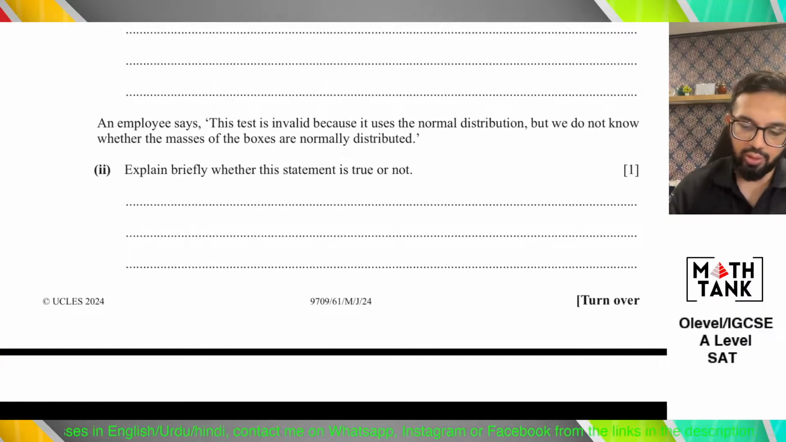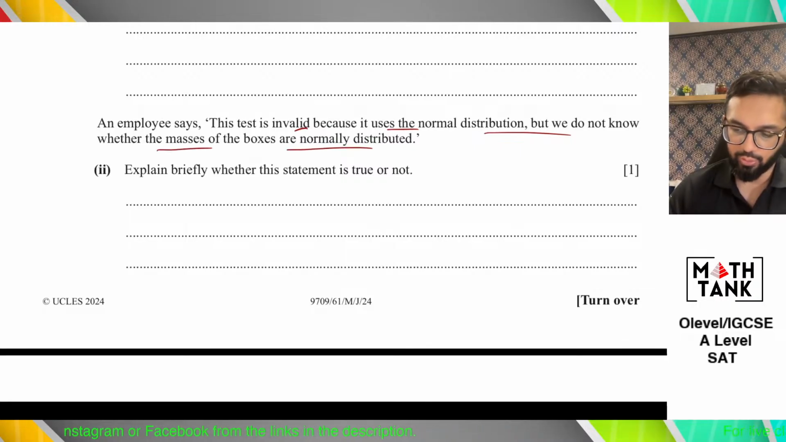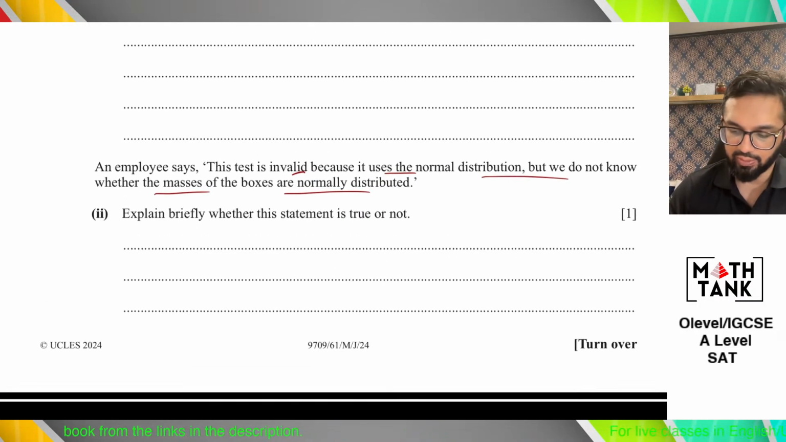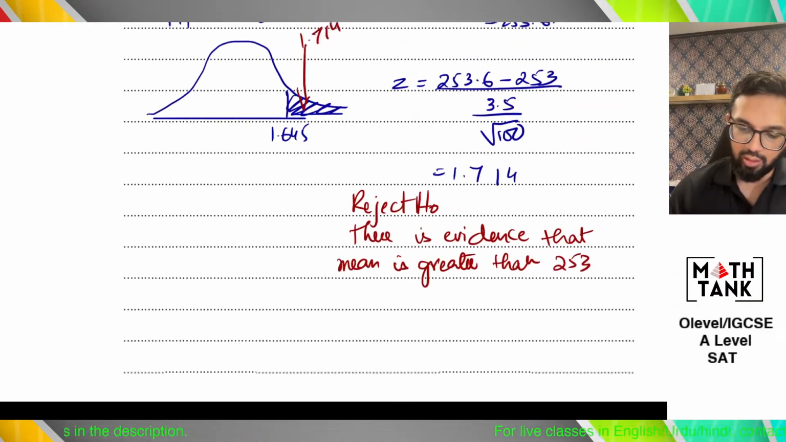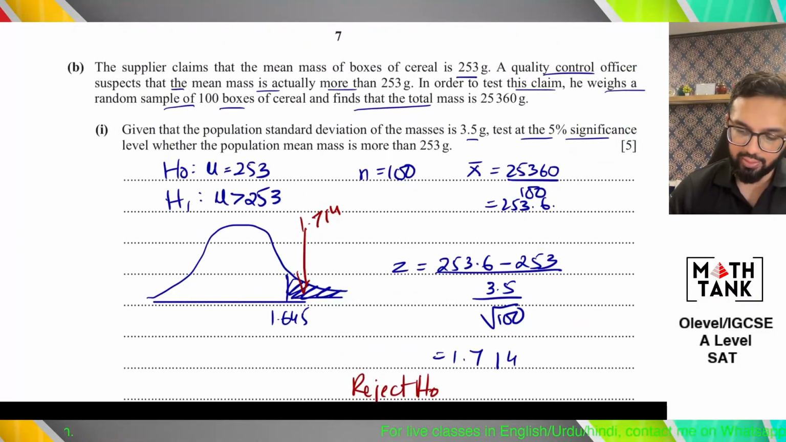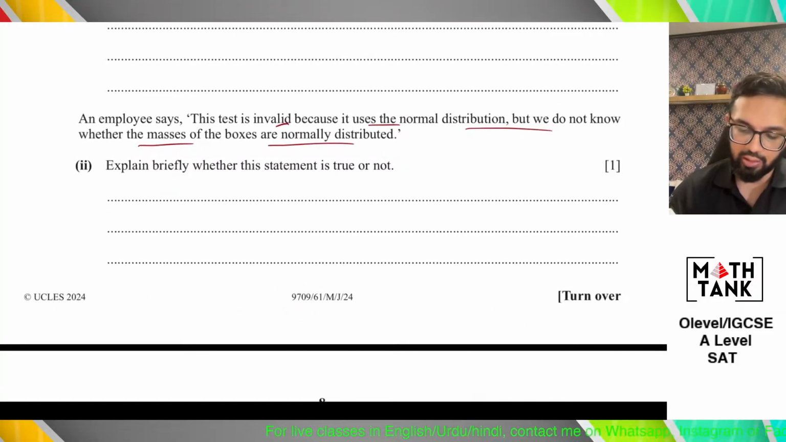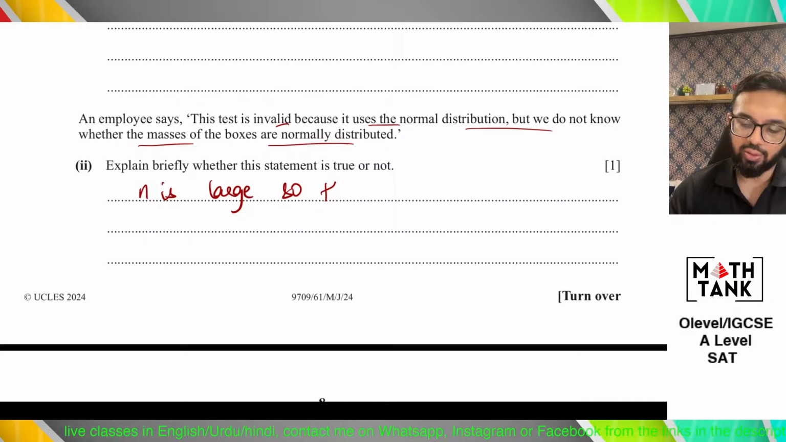Okay, an employee says this test is invalid because it uses the normal distribution, but we do not know whether the masses of the boxes are normally distributed. Explain briefly why this statement is true or not. It does assume the normal distribution, but n is large, so the central limit theorem applies.